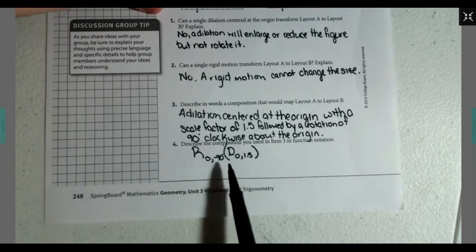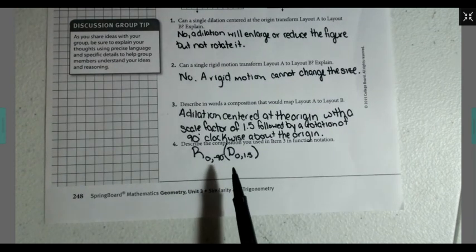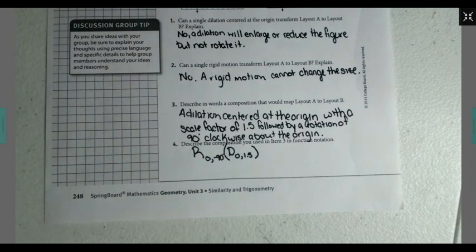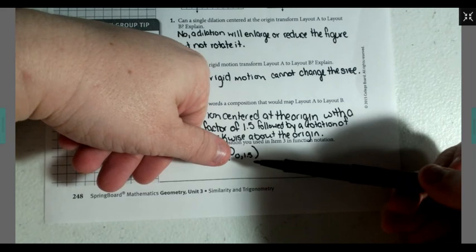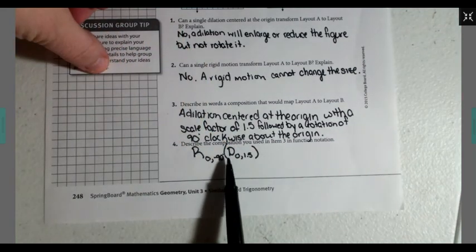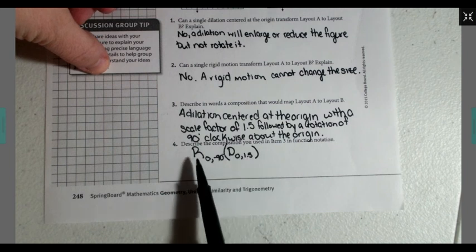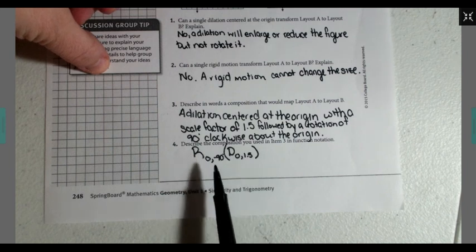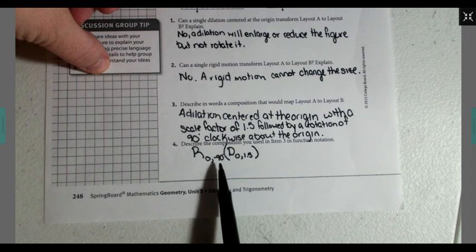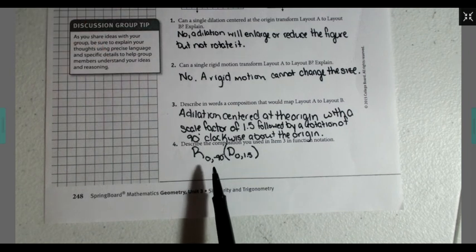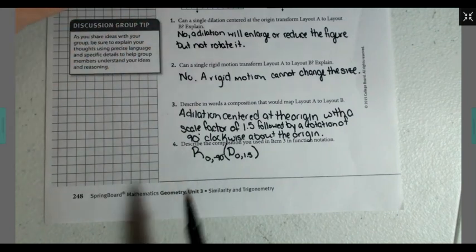Now, when we write this as a composition, recall that your first step should be your innermost parentheses. So I did a dilation about the origin of a scale factor of 1.5. Then we do a rotation, big R, about the origin. Now remember, since we are going clockwise, it is negative 90 degrees. On to the next set of questions.